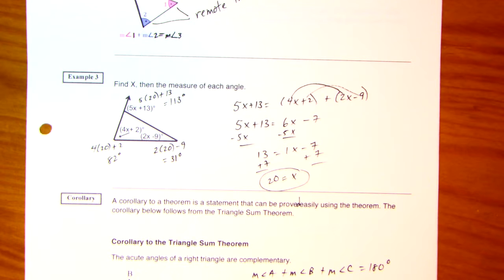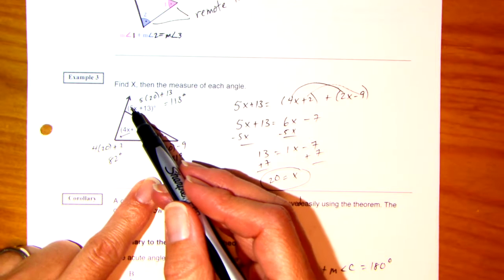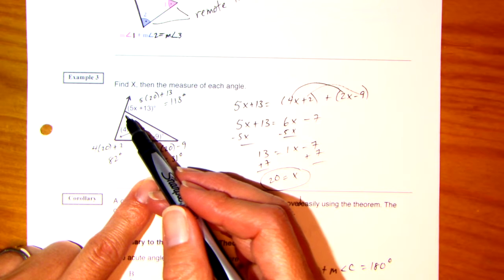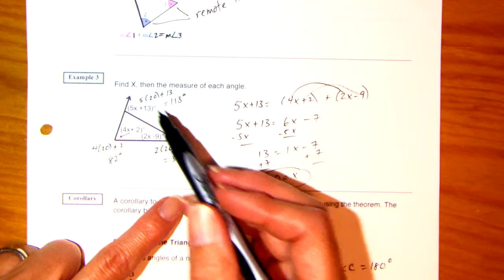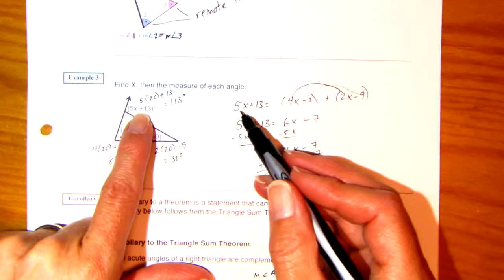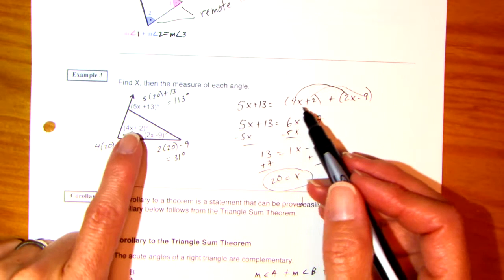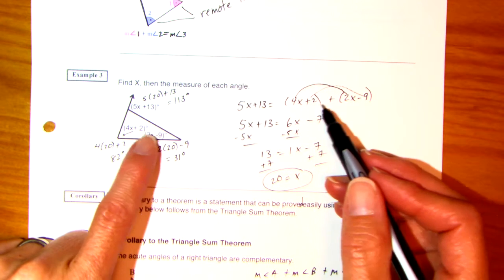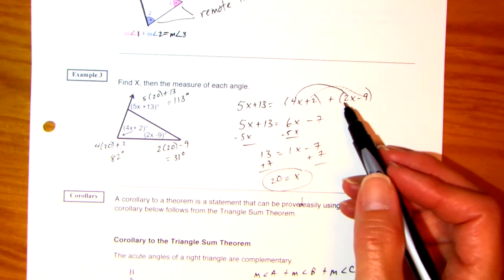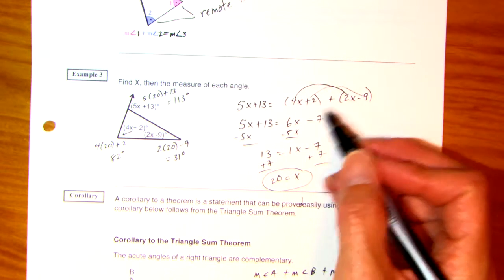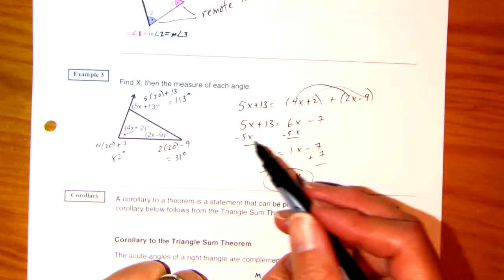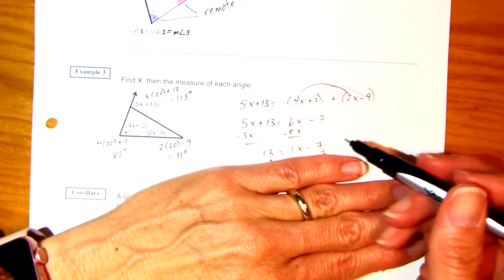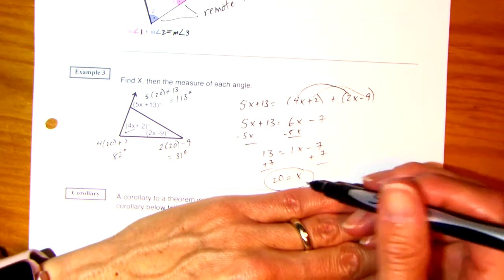Example 3, and again, the answers are all here, so bear with me. Here's my exterior angle, the one right next to it, the linear pair. Here are my two remote interior angles. The sum of these two will equal the exterior. So I have the exterior, 5x plus 13, equals my two interiors, 4x plus 2 and 2x minus 9. Combine like terms, so I'll get 6x minus 7, and then solve for x. Subtract 5x on both sides, add 7 on both sides, x is 20.